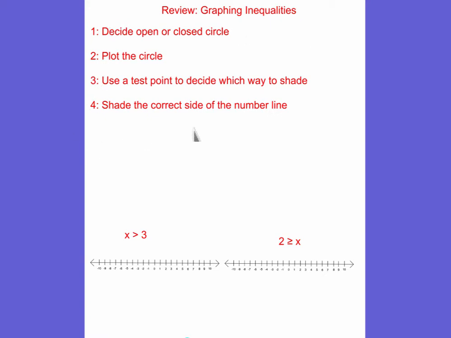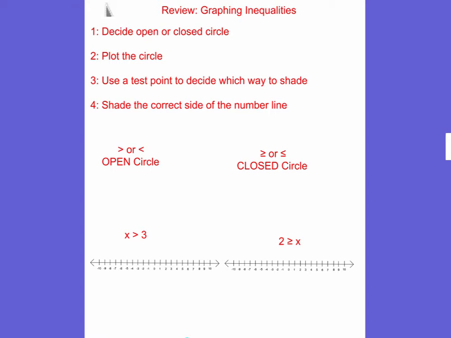When we graph an inequality, the first thing we want to know is, are we going to be using an open or a closed circle to plot our point? And to decide this, we want to look at our inequality symbol. If our symbol is a greater than symbol or a less than symbol, then we want to use an open circle. If our inequality is greater than or equal to or less than or equal to, so if it has the equal to symbol, then that's representing that that point is part of our solution, and we want to use a closed circle to represent that.